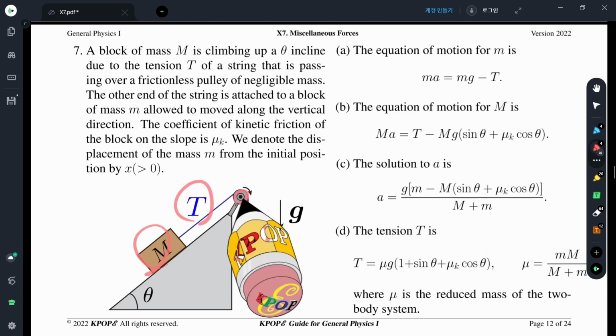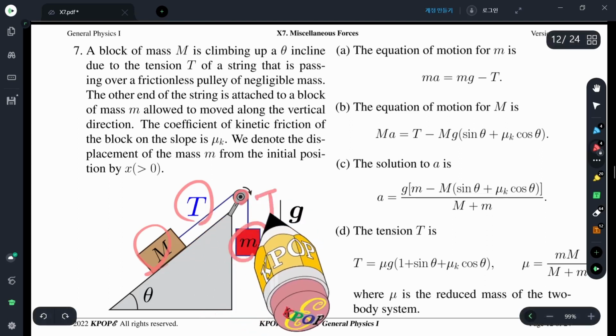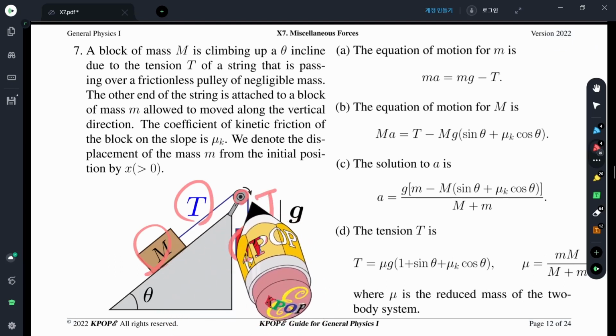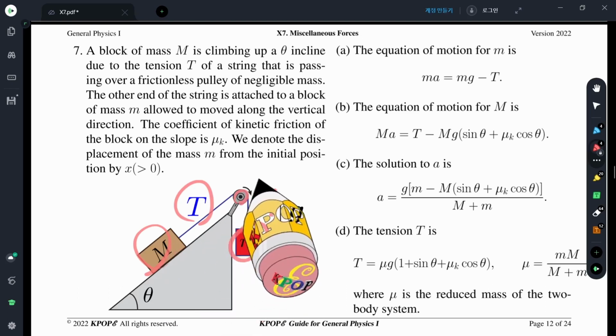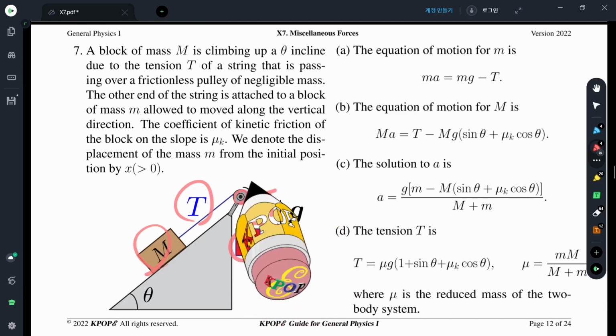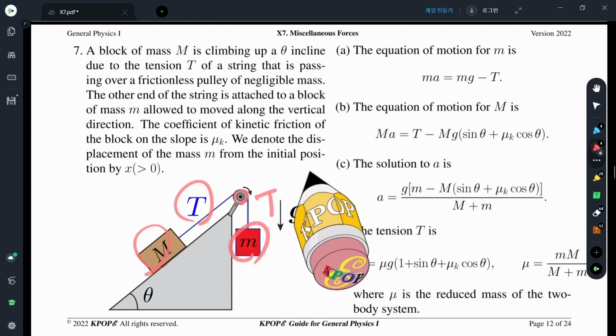And if there is no friction, the role of the pulley is just to change the direction of the tension. The magnitude of tension on both sides should be the same. And this string is unstretchable. The length of the string doesn't change at all. Then we can construct two equations of motion.